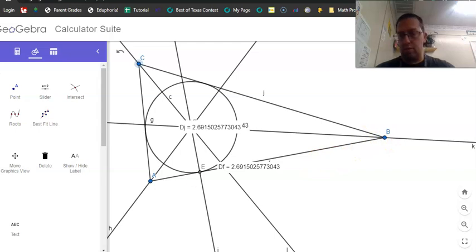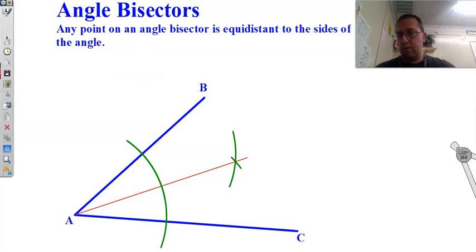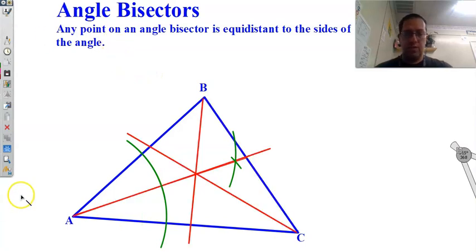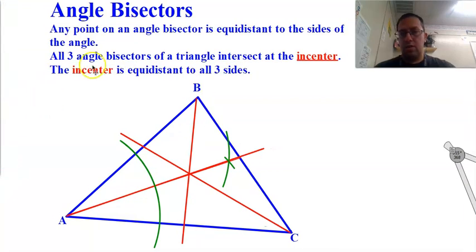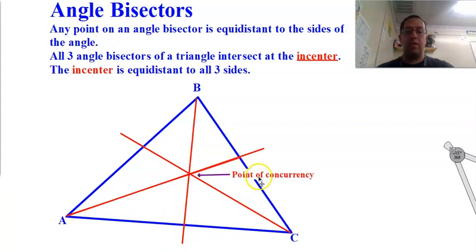So, a couple of things we can write down here. Let me get me a triangle. There we go. So all three angle bisectors intersect at the incenter. Right there, that's the incenter. And it is equidistant to all three sides. It's the same distance to all the sides. And also, that is called the point of concurrency. So if you need to spell that, that's how that's spelled. The point of concurrency.